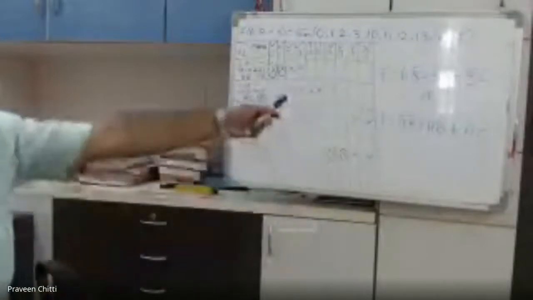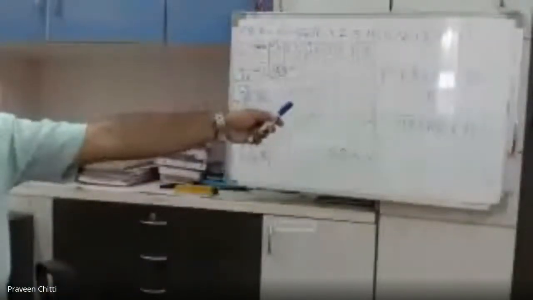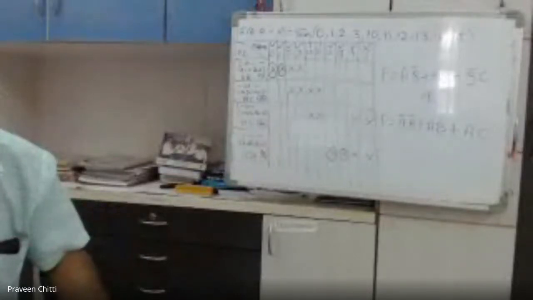Okay, I'll give you another example now. All right. So here you have got two answers: A bar B bar plus AB, that is a must, plus B bar C or plus AC. Those are the two different solutions that you will be getting for this particular example.